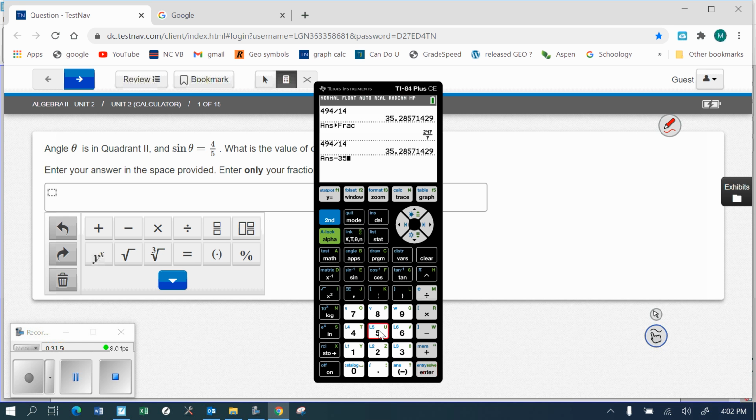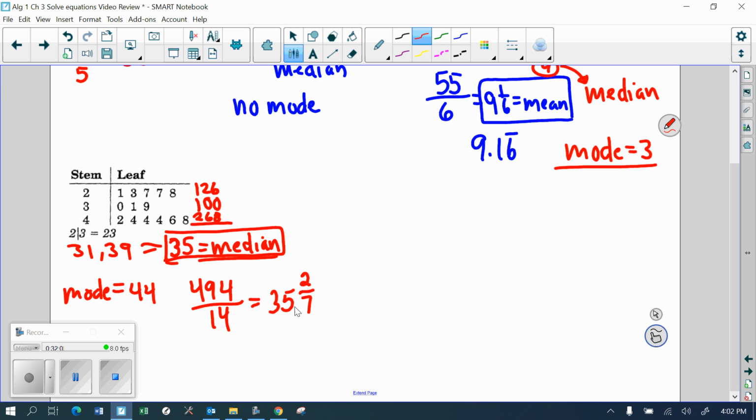Here's a shortcut. That gave me a mixed number. If I just want the fraction, I subtract off the whole number, which is 35. That gives me only a decimal. Now I hit math, enter, and I get 2/7. Exactly what I have, 35 and 2/7 right there. So pretty good mental math.